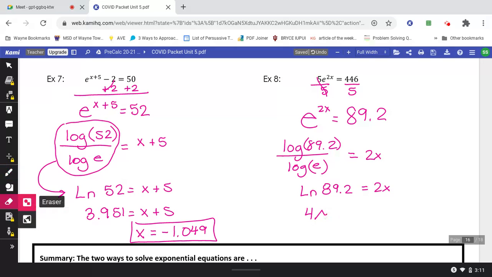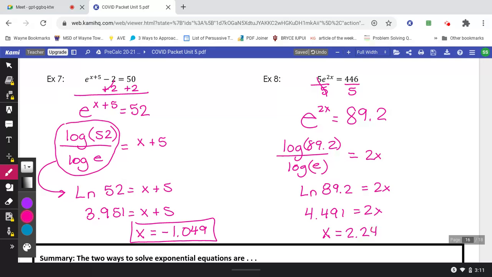Wow. Let's try that again. 4.491. And I'll divide my answer by 2, which is getting me approximately 2.245.